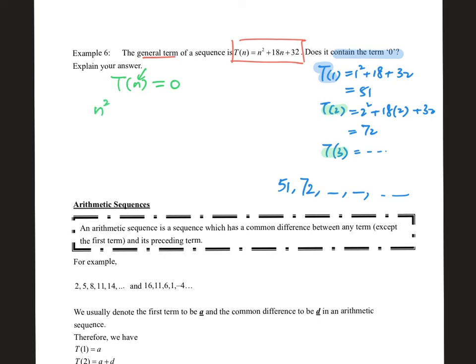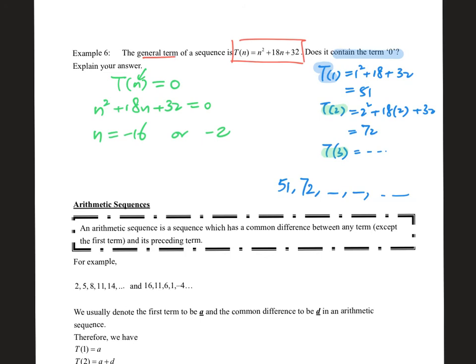So as a result, it goes to n squared plus 18n plus 32 equals 0. Can you see why at first I said it's about quadratic? Because the question is about solving a quadratic equation, though it doesn't mention anything about it. Now you can use a calculator to get the value of n, which is minus 16 or minus 2. Well, we can solve the problem, right? We can find the value of n. But does it make sense? Does it really mean that it contains the term 0?